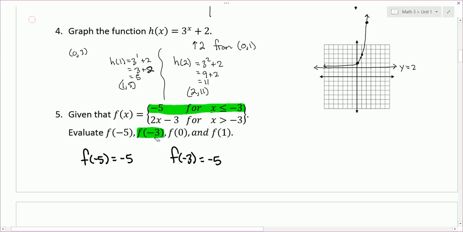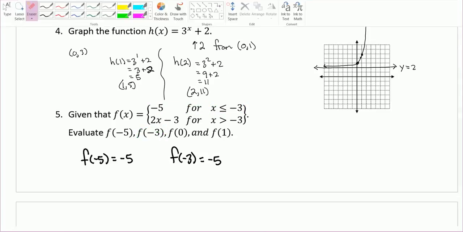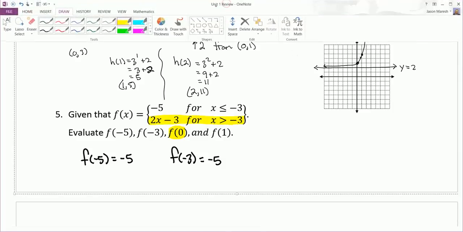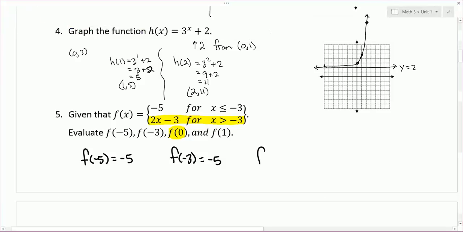Third case, f of 0. x is 0. Actually, 0 is greater than negative 3. And so we are using the second line in our piecewise function. So f of 0, in this case we plug in 0 into 2x minus 3. And we get negative 3 as an answer.